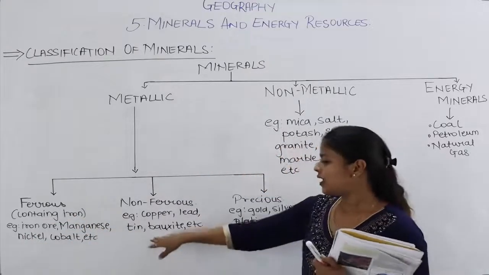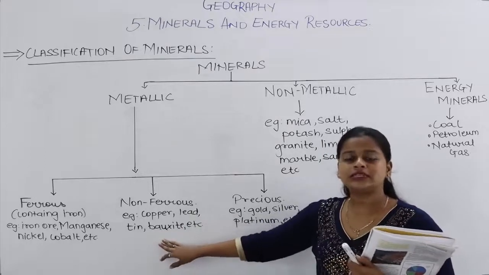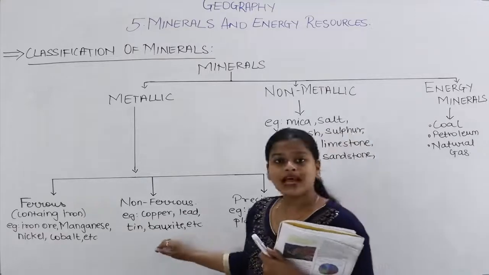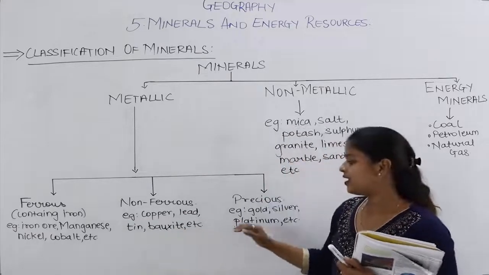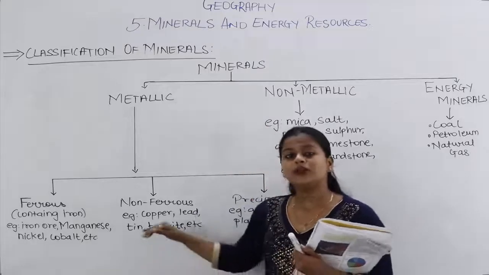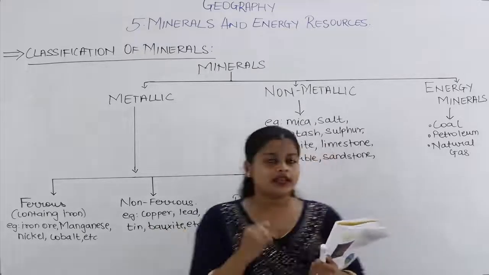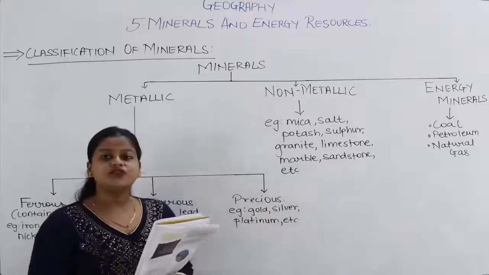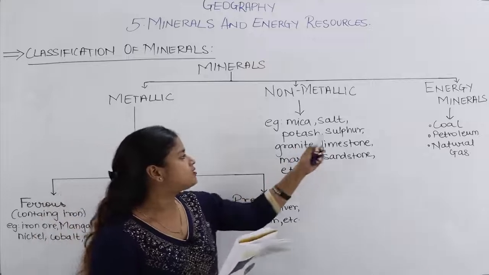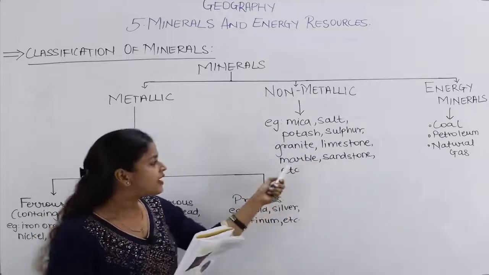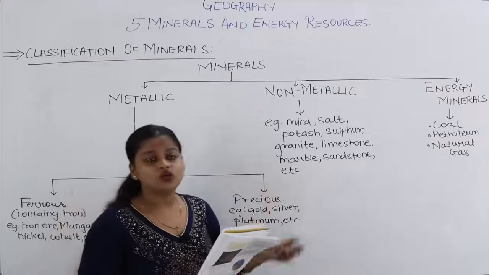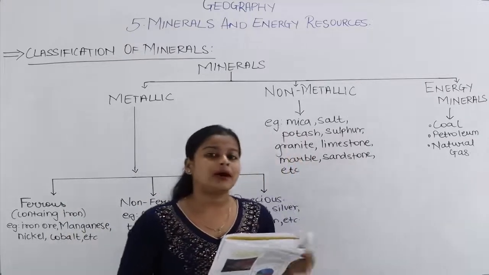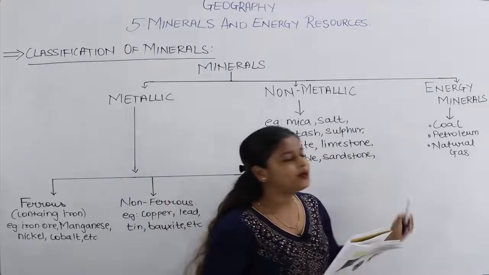And the third one, the center one, is non-ferrous. That means it does not contain iron. The examples for this are copper, lead, tin, bauxite, etc., which we will see in detail now. Then the next one is non-metallic, and the examples of non-metallic, as you can see, are mica, salt, potash, sulfur, granite, limestone, marble, sandstone, etc. And the last one, the energy minerals; examples are coal, petroleum and natural gas.